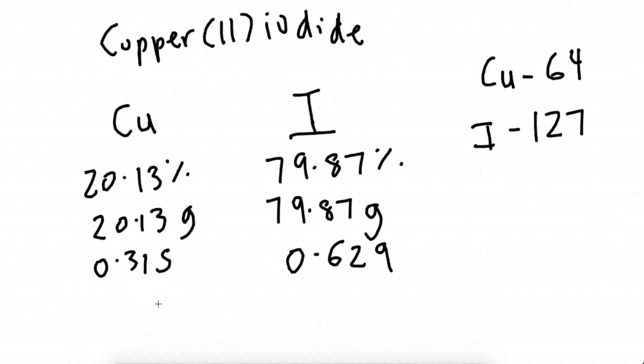So 0.315 divided by 0.315 is 1. 0.629 divided by 0.315 is 2. That's it guys. Can we get the empirical formula? Of course. Cu, we don't write the 1 down, I, 2. This is your empirical formula guys. Congratulations. Now, another important question that they like to ask for empirical formula is based on the 2 experiments guys.